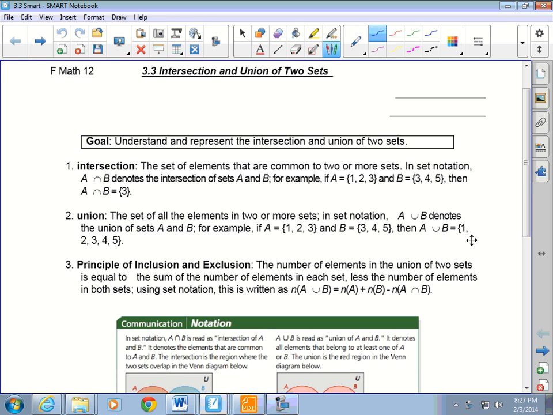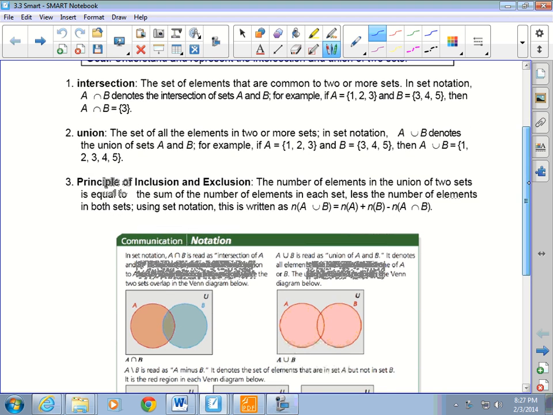Okay, section 3.3 is intersection and union of two sets. So basically what we want to do in this section is figure out what it means if you have a union or an intersection of sets. A couple of definitions here.